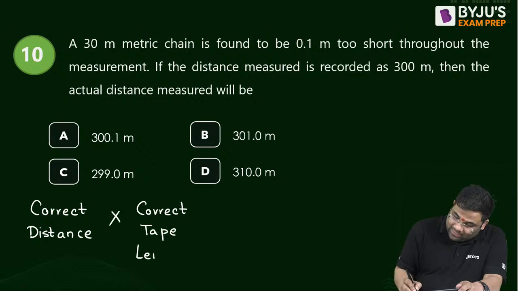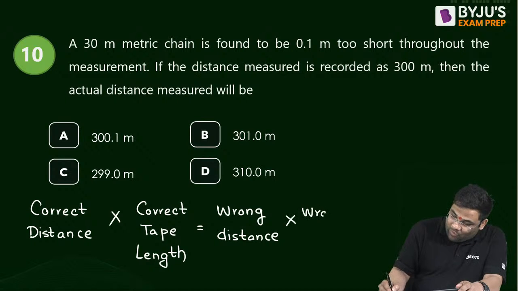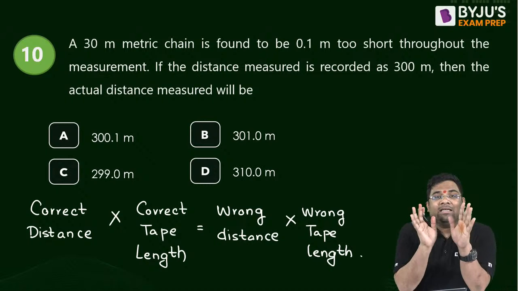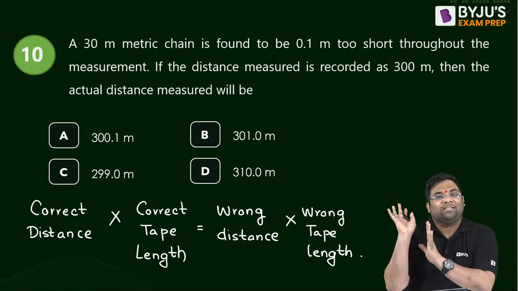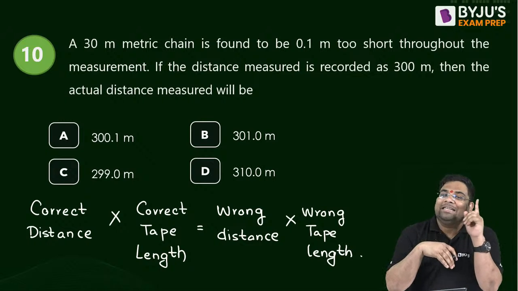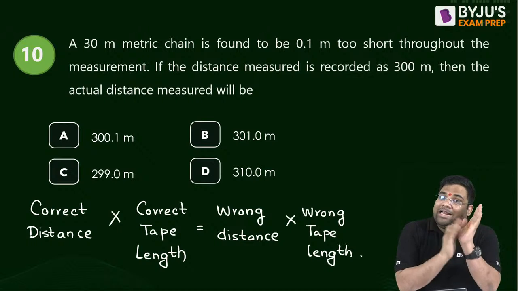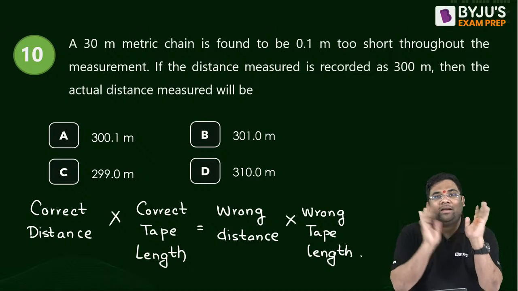Correct distance into correct tape length is equal to the wrong distance into wrong tape length. Very good. Many students have found out. For those students who are getting confused, this is very easy: correct one side, wrong one side. Like we had correct length into correct scale is equal to wrong length into wrong scale. Similarly here also, correct, wrong.